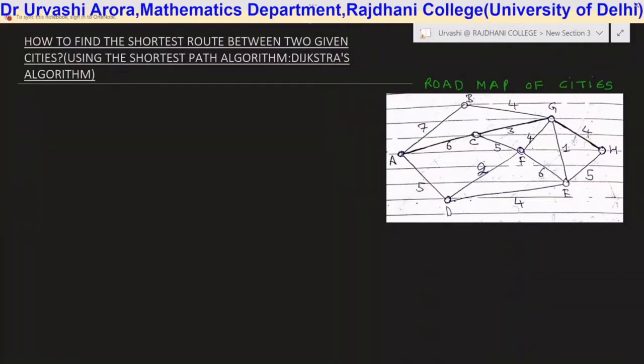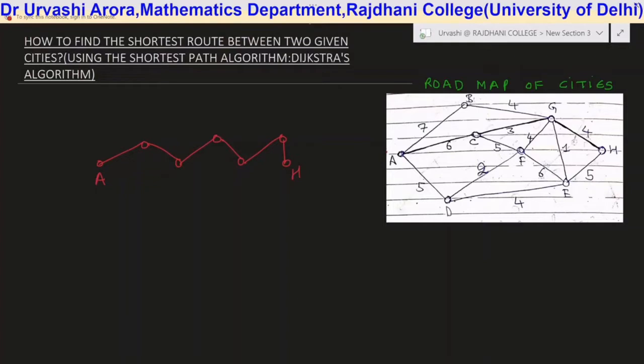Now the problem that we have here in this case is that we have to find out the shortest route joining city A and city H, which means that we have to find out that sequence of edges joining city A and city H, the distance traveled along which is the shortest, or the distance traveled along which is the least. Now we can solve this whole problem by viewing it as a problem of graph theory.